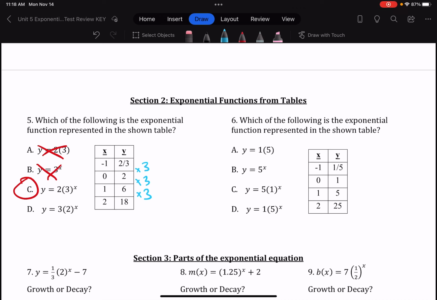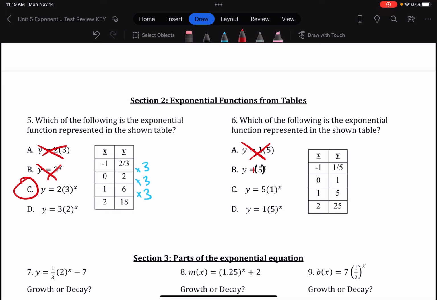I'm going to take the same approach. I know option A is not a viable option because it doesn't even have an x value in its exponent. Looking at options B and D, these are actually the same option. If I were to rewrite B, I could put parentheses around that, and I would also have an initial value of 1 there. So let's just try that. I've got 1 times 5 raised to the x power.